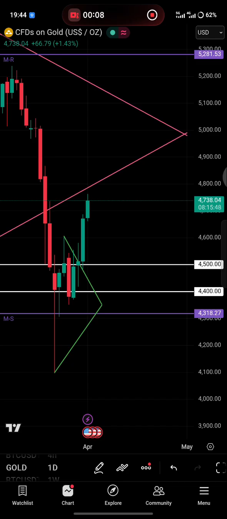Today I'm going to be analyzing the gold chart with you guys about what it is doing right now and which side of the price action it is doing and forming right now.